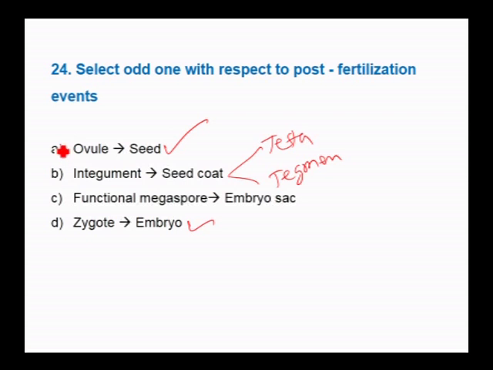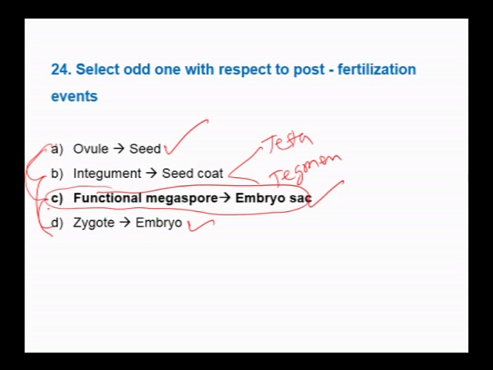See, the other options are the events which take place after fertilization, but functional megaspore is not a post-fertilization event. Therefore, the odd one in this is the third option, functional megaspore into embryo sac. We shall move on to the next question.